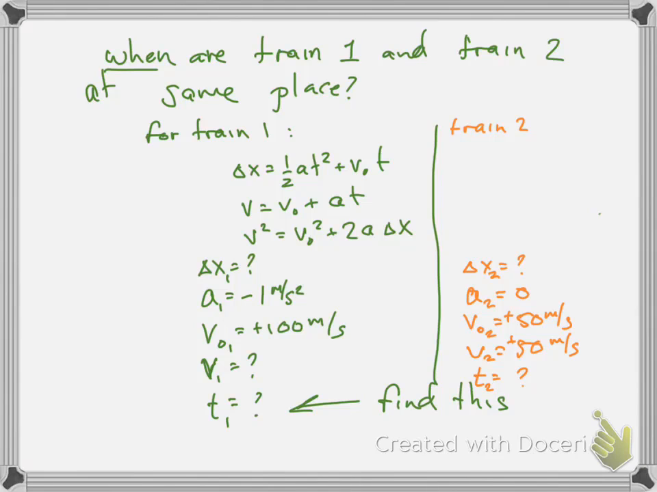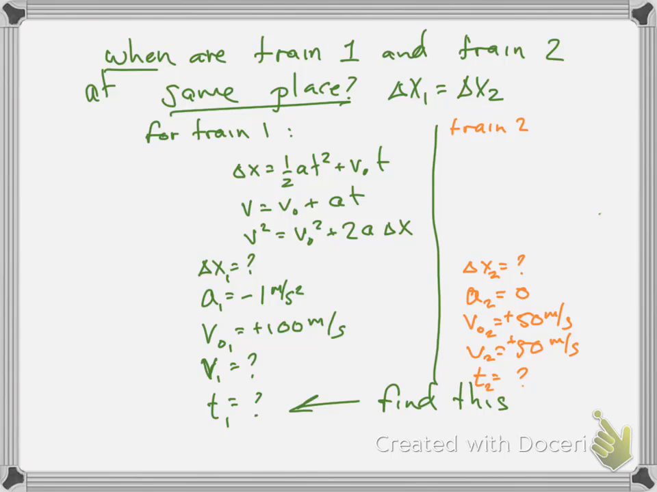And then we've got to ask which are the same and which are different from each other. For example, when we're asking when are train 1 and train 2 at the same place, what does the same place imply about the variables? If they're at the same place, can you compare delta x1 to delta x2? If they're at the same place, then delta x1 must equal delta x2.